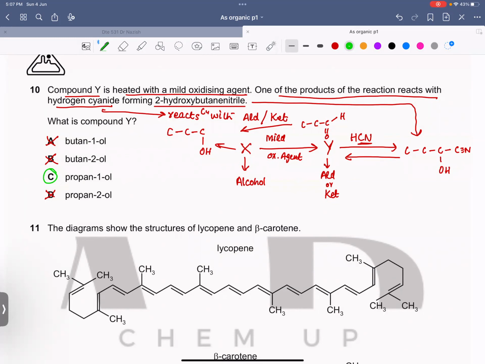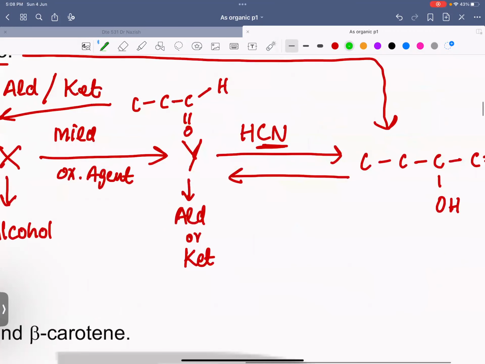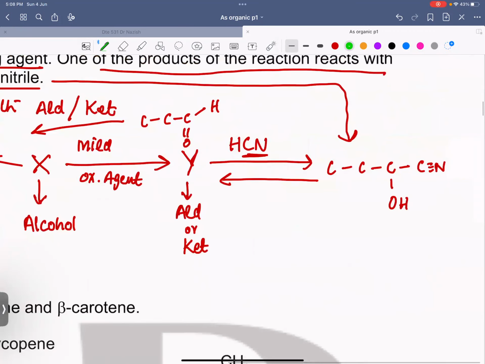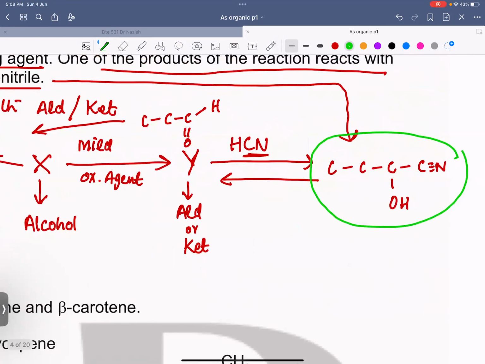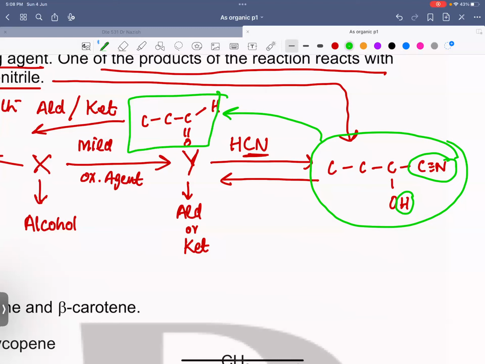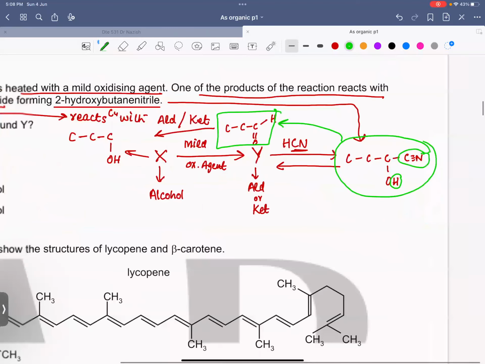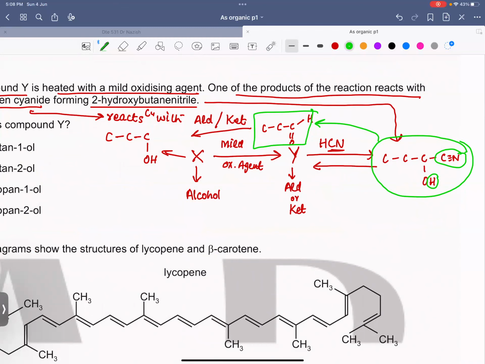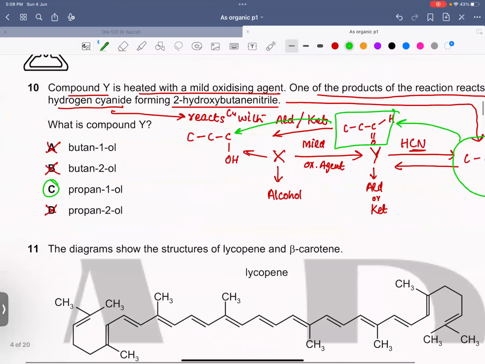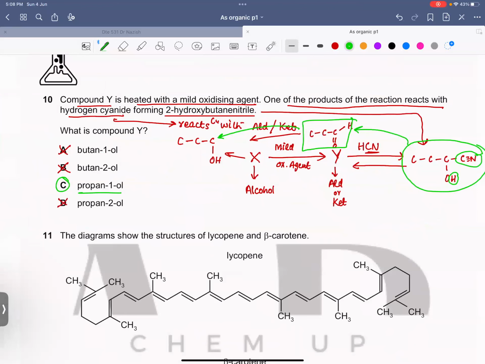See, we are getting, see what will happen over here. When the HCN reacts, we are getting this compound, right? So it means I have to remove this H and this CN from here to get this. If this H and this CN are removed, then we will get this one, which is an aldehyde. So if I reduce the aldehyde back, I am going to get an alcohol with 3 carbon atoms where the OH group or hydroxy group is on the first carbon. So that's how I have concluded that my correct answer is propane 1-ol.